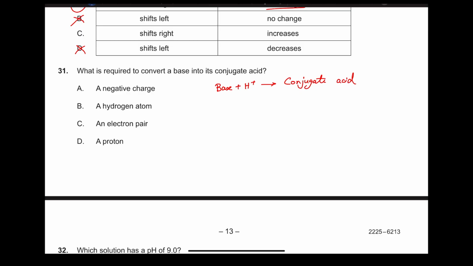Right? So here, if you check the options: negative charge, hydrogen atom, electron pair, proton. H plus, if you analyze H plus, hydrogen has only one proton, one electron. If you remove the electron, you're just left with one proton. So H plus ion technically is a single proton. Okay, so base needs a proton to get converted to conjugate acid. Answer would be D.